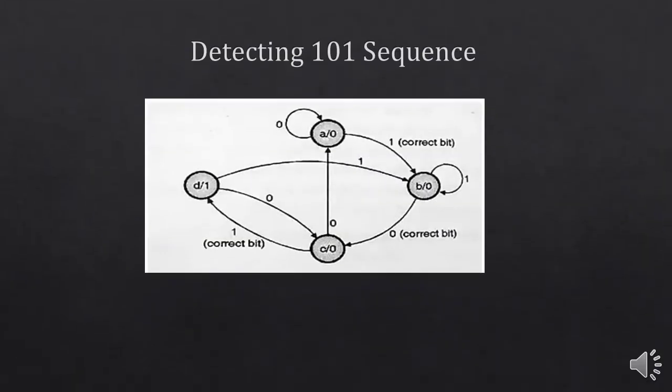This is the state diagram for detecting the 101 sequence. Here you can see when the input is 0, it will remain in the same state and the output will be 0. When the first correct bit is detected, it will move to the next state and the output again will be 0 as the sequence is not detected yet. When the input is 1, it will remain in the same state. When the input is 0, which is the correct bit, it will move to the next state. Till now 2 bits are detected. When the input is 1, our sequence 101 will be detected and the output will be 1.